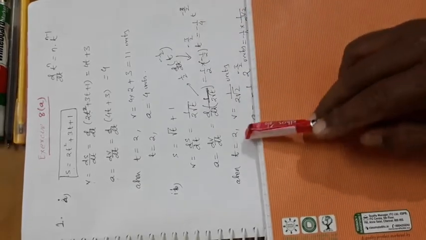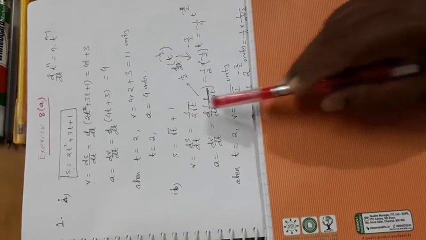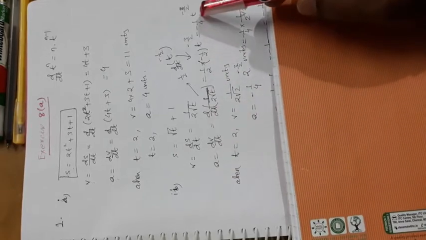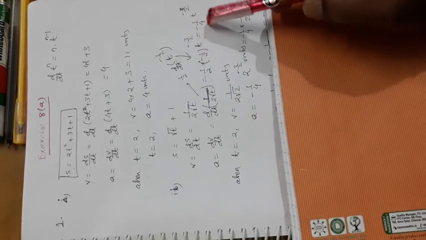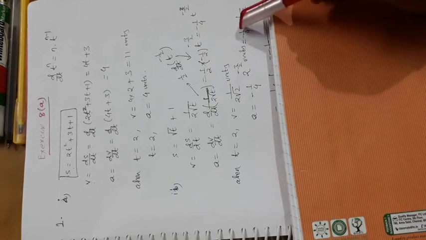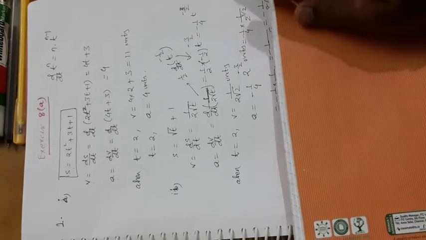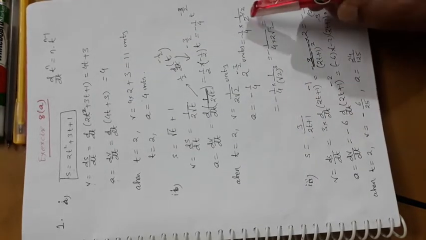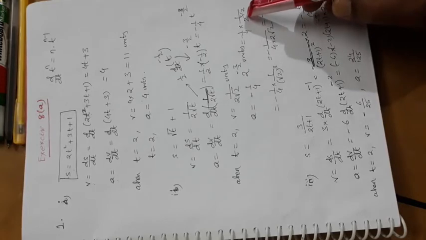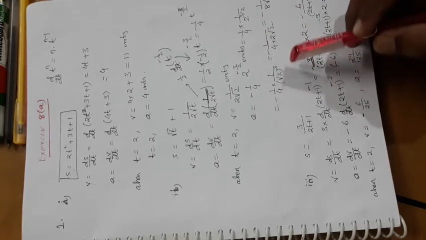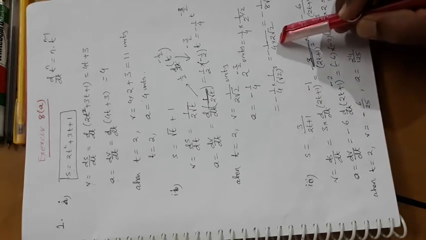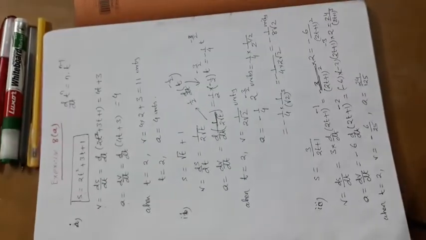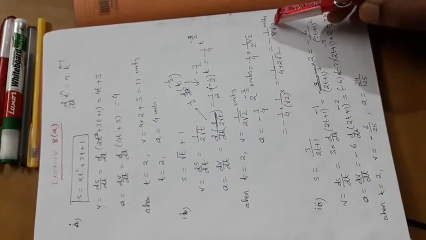And when t is equal to 2, you have to put t here. Velocity is equal to 1 by 2 root 2 units. Similarly, when t is equal to 2, what is acceleration? You have to put it here: minus 1 by 4 into 2 to the power minus 3 by 2 units, that is minus 1 by 4 into 1 by 2 to the power 3 by 2. Okay, and I am simplifying this. It is minus 1 by 4, and 2 to the power 3 by 2 means root 2 power 3, means root 2 into root 2 into root 2. Root 2 into root 2 is 2, another root 2. Okay, and you get the answer as minus 1 by 8 root 2 units.